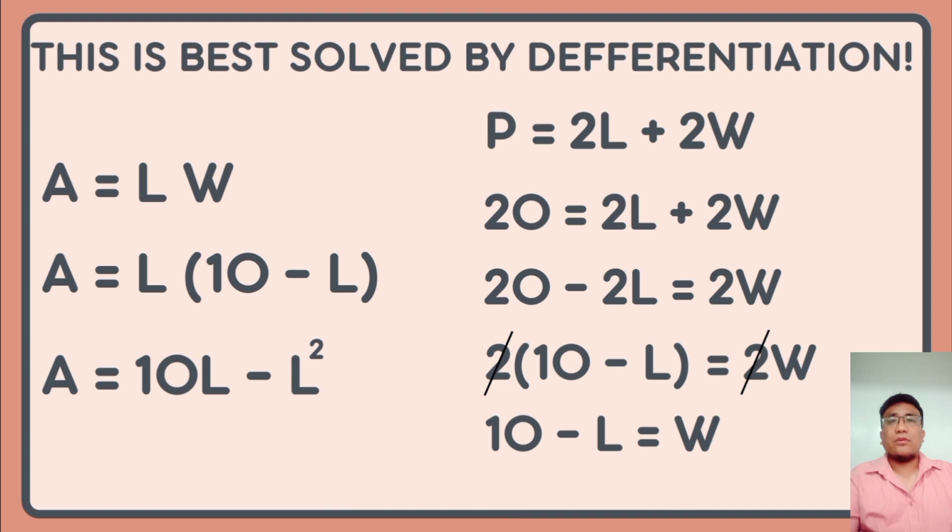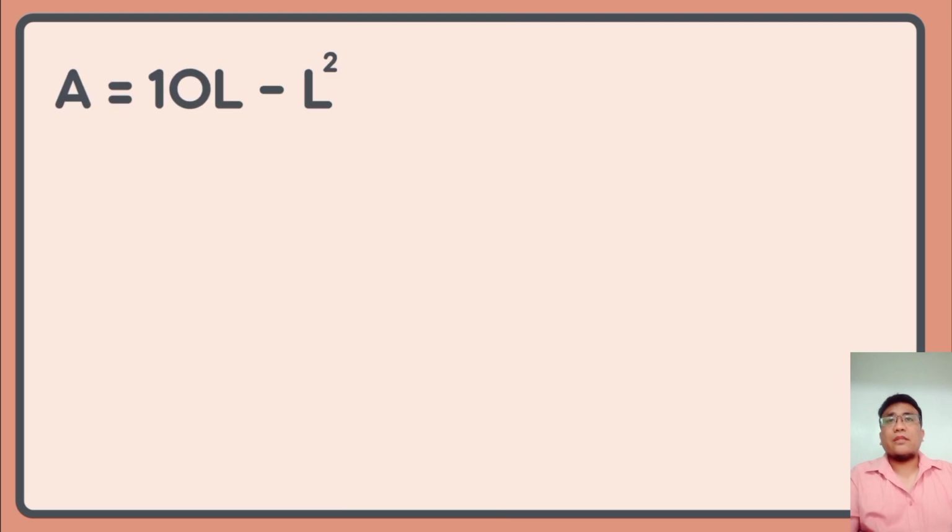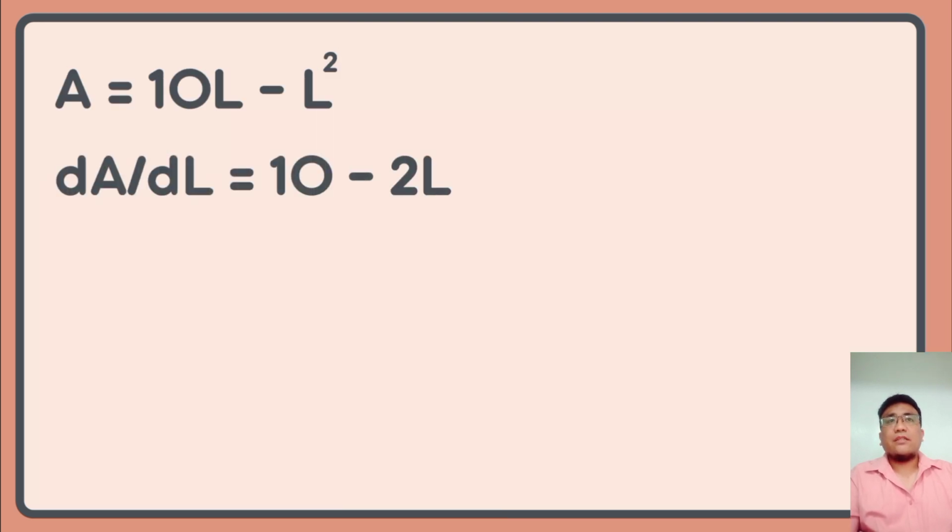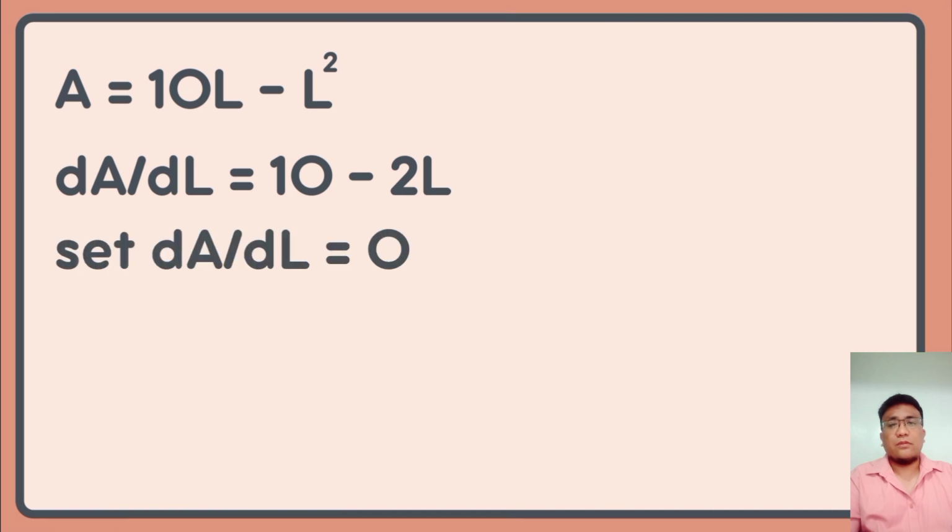So now applying the rules, the area is the one we need to build the relationship with the length, and then we will write dA over dL is equal to 10 minus, using the exponent rule, 2L. Any questions so far? And then we will set dA over dL equal to 0.